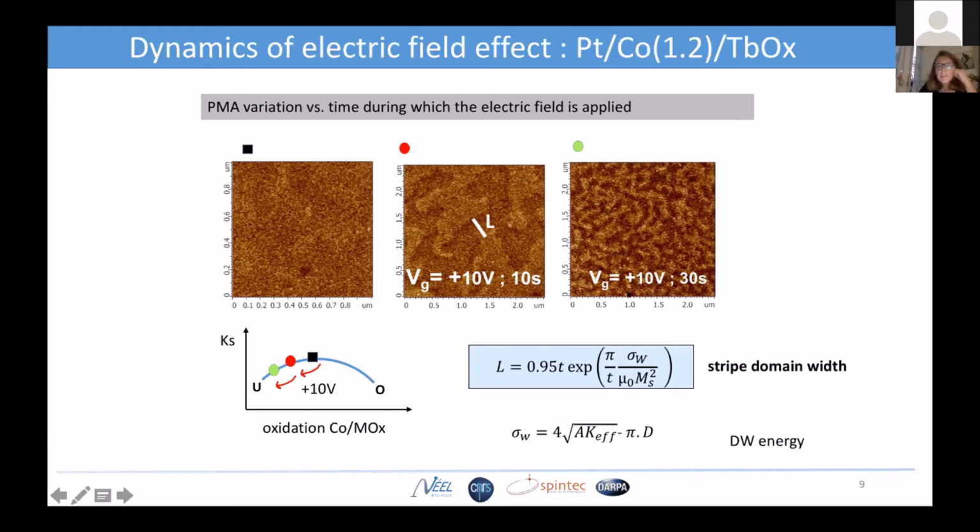If we apply the gate voltage for another 30 seconds, you can see that the periodicity of the stripe domains decreases strongly, down to some 100 nanometers. This can be explained by the fact that the periodicity of the stripe domains depends exponentially on the domain wall energy, which is decreased if the anisotropy is decreased.